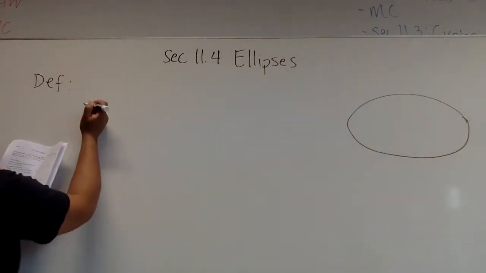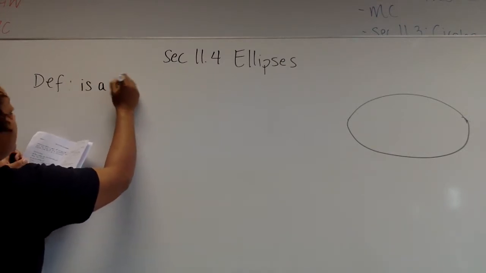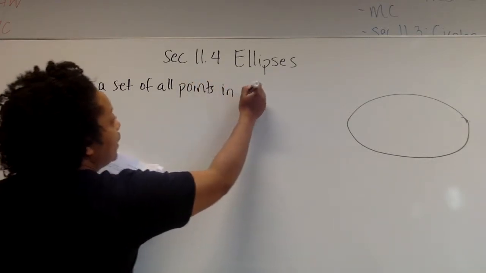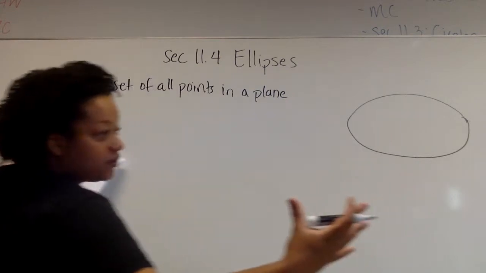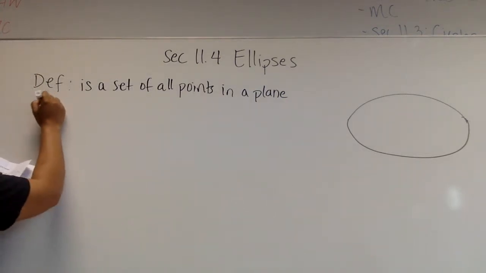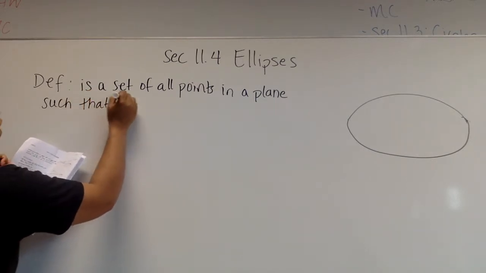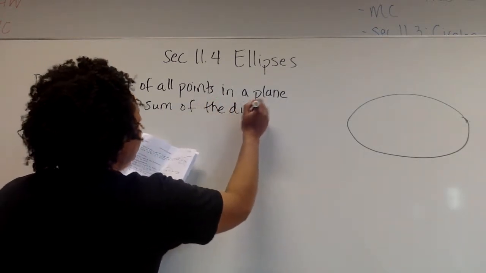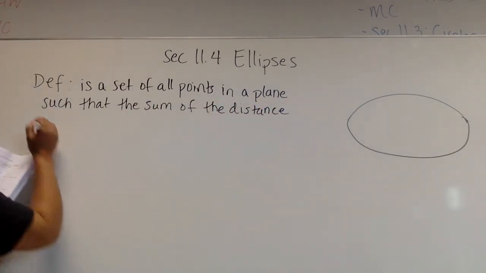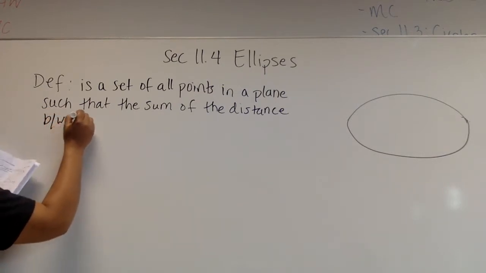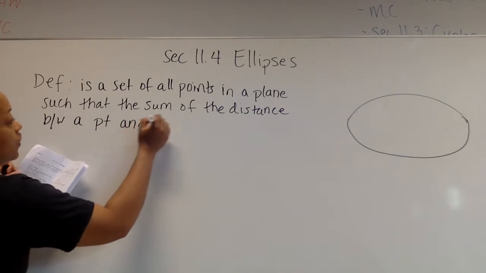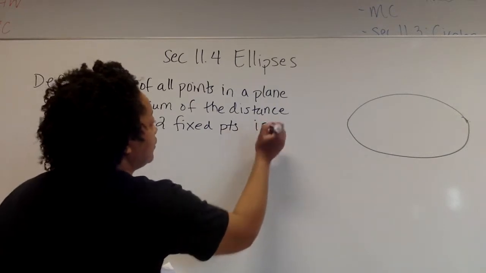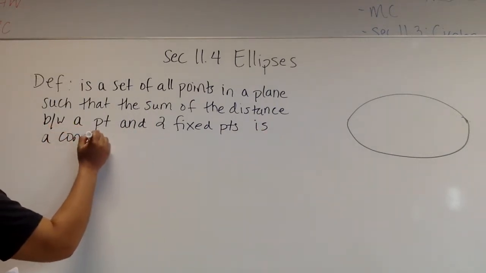A definition of an ellipse is a set of all points in a plane, and remember we're talking about a geometric plane, so we're just talking about space, such that the sum of the distance between a point and two fixed points is a constant. And when I say a constant, we're just talking about it's the same number.